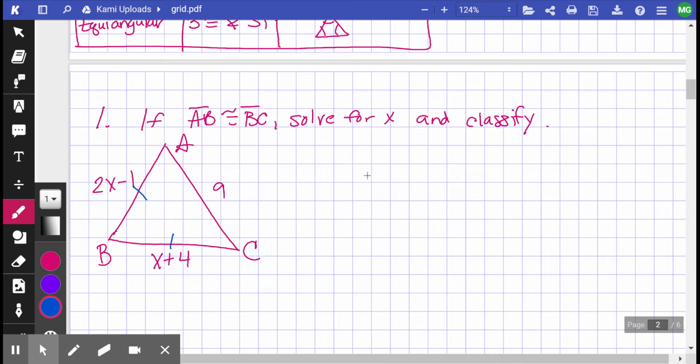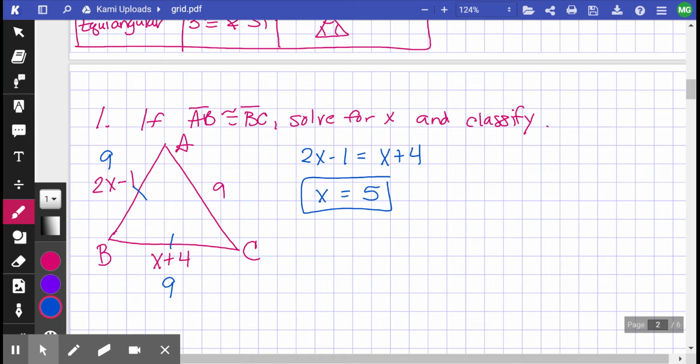In order to classify, you need to substitute in. So we'll do this one together. 2x minus 1 equals x plus 4. Since we know those two are equal, subtract over your x, add over your 1. You should get x equals 5. Then it says to classify it. In order to classify it, I need to sub back in so I know the lengths of my sides. So 5 plus 4 is 9. 5 times 2 is 10 minus 1 is 9.